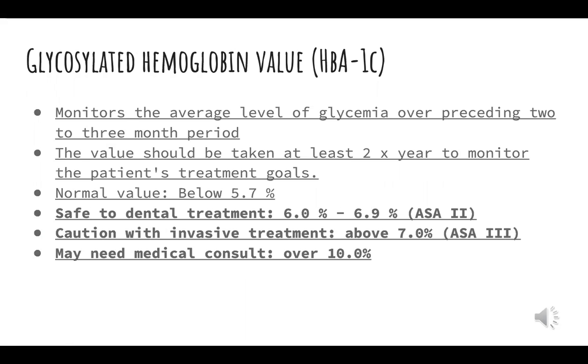Glycosylated hemoglobin value, or HbA1c, monitors the average level of glycemia over the preceding 2 to 3 month period. The value should be taken at least 2 times a year to monitor the patient's treatment goals. Normal value is below 5.7%. Safe for dental treatment is 6.0% to 6.9%, or ASA2. Caution with invasive treatment is above 7.0%, or ASA3. May need medical consult over 10%.